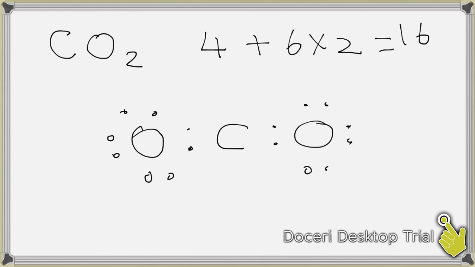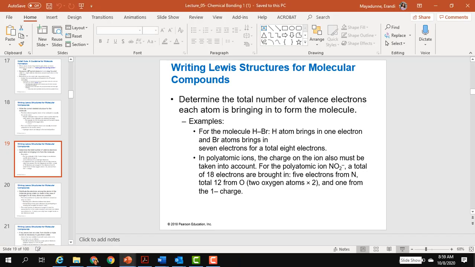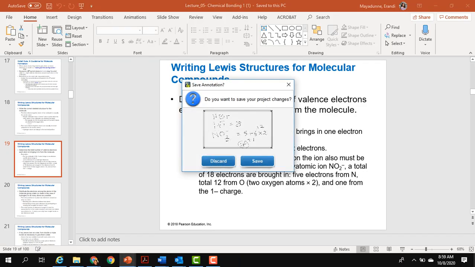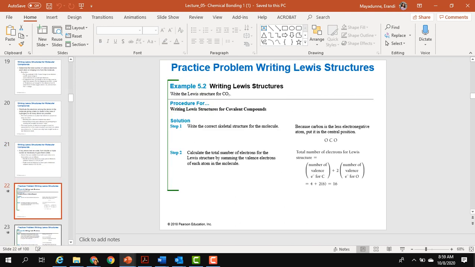Then you look at the center atom. Does the center atom have 8 electrons? No, we need to give the center atom 8 electrons also. For that, what you do is share these electrons. And then it's going to be C, O, O with double bonds. So this is the CO2 structure. That's how you draw a Lewis structure. Okay, so once you know, you can read and understand.